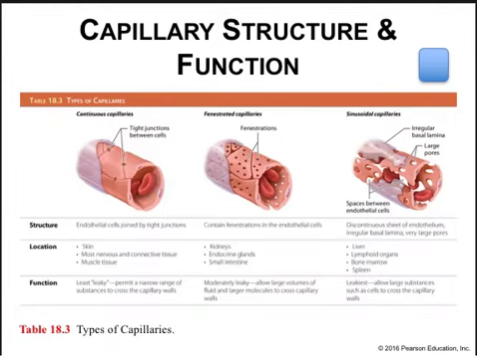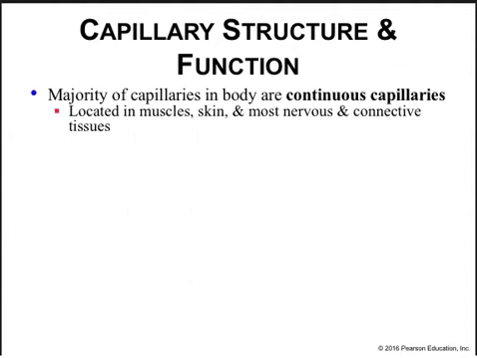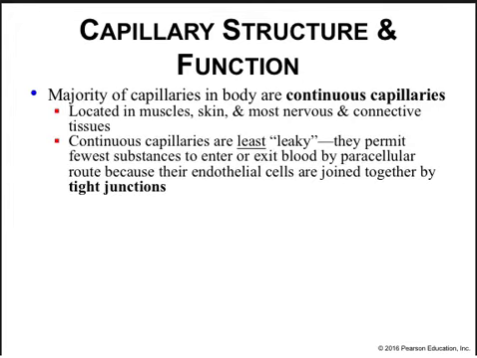The types of capillaries are shown here. They're found in different parts of the body, and they have slightly different functions, and as a result, slightly different structures. They include continuous, fenestrated, and sinusoidal capillaries. The majority of capillaries in the body are continuous capillaries found in muscles, skin, nervous, and connective tissue.